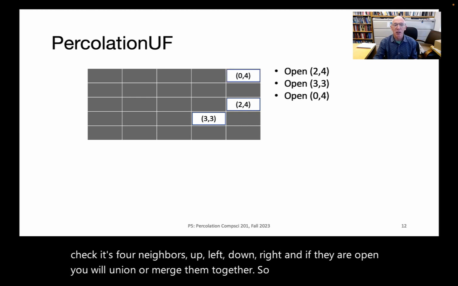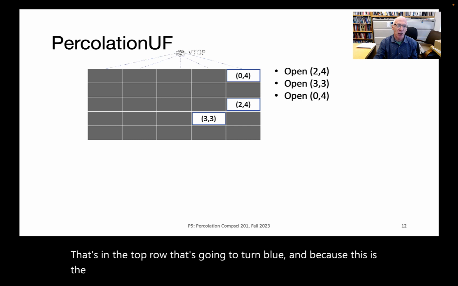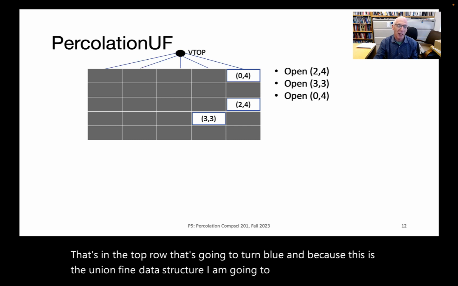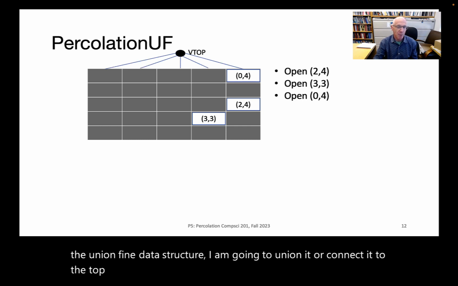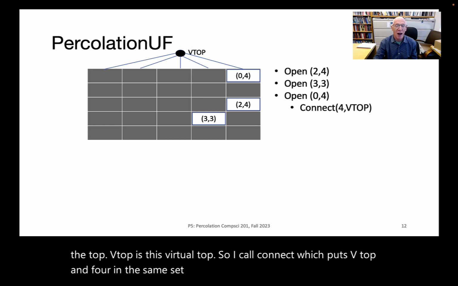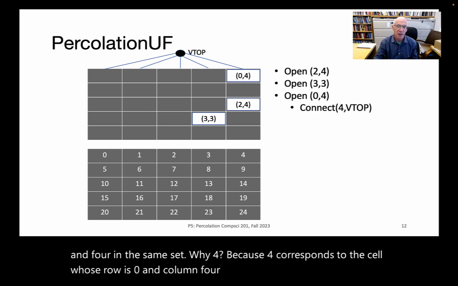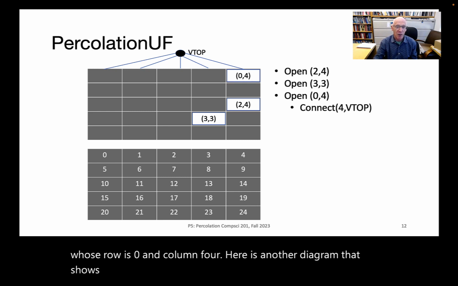So now I open 0,4. That's in the top row. That's going to turn blue, and because this is the UnionFind data structure, I am going to union it or connect it to vtop. Vtop is this virtual top. So I call connect, which puts vtop and 4 in the same set. Why 4? Because 4 corresponds to the cell whose row is 0 and column 4. Here is another diagram that shows how that getIndex helper method would allow me to connect 4 and vtop.